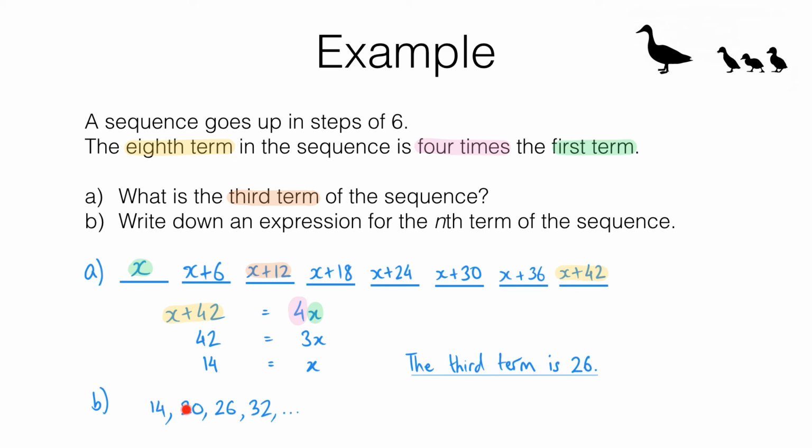Now, this sequence is going up in steps of 6, so it's like the 6 times table, which means it's going to be of the form 6n plus or minus something. Now we can just compare this sequence here with the 6 times table. And here's what we find. We've got 6, 12, 18, 24. And hopefully you can see that what we're doing to the 6 times table to turn it into this sequence is adding 8. So the nth term of the sequence is simply 6n plus 8.